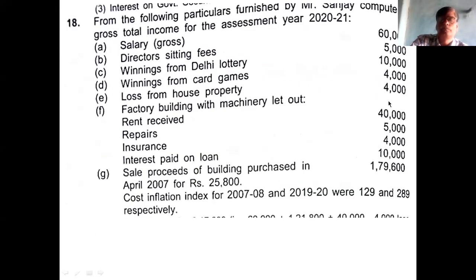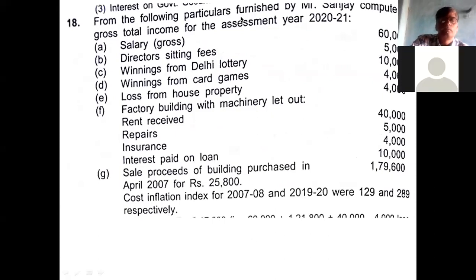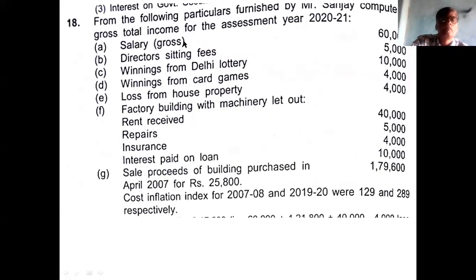You see next problem, example number 18. In this example number 18, from the following information, compute the GTI, gross total income. They have to calculate gross total income.